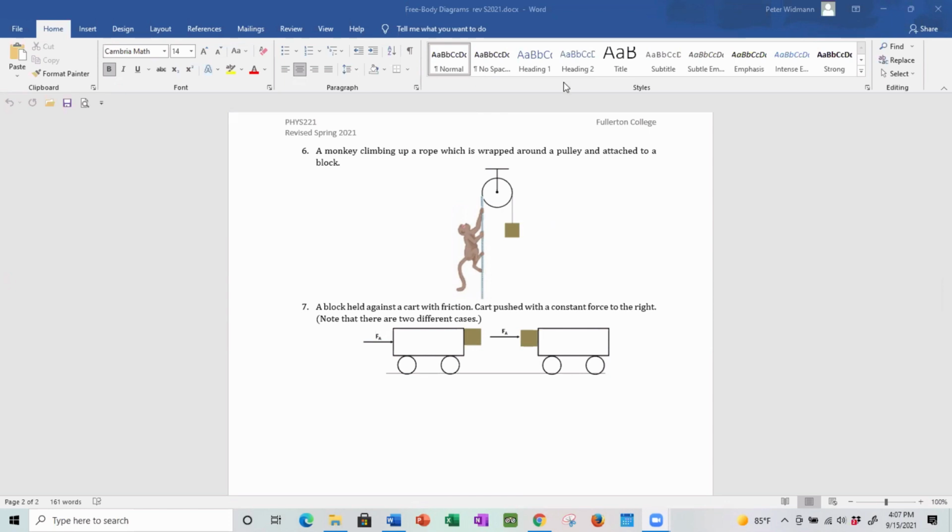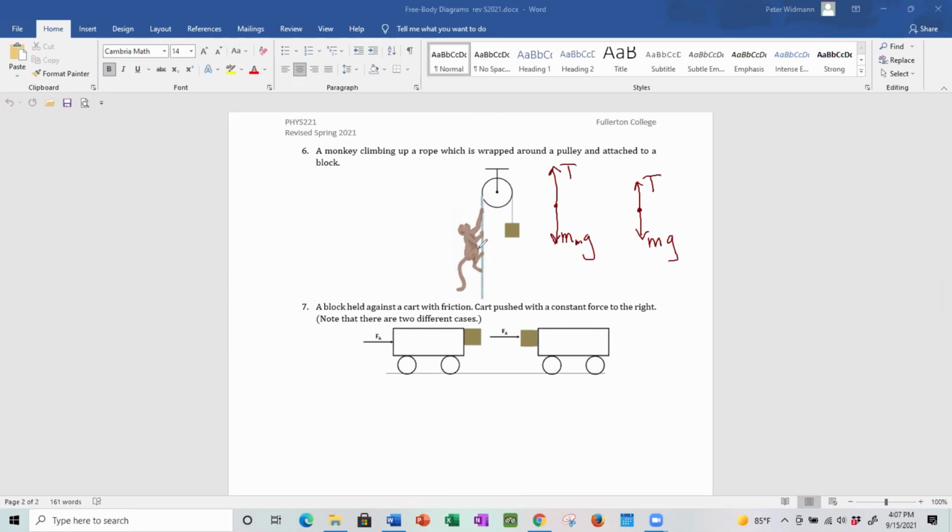The monkey is pretty easy. Let's do a free body diagram for the monkey. I have the mass of the monkey and the tension in the rope. And for the block, it's in the air. So I have the tension pulling up, and I have the mass of the block times G pulling down.